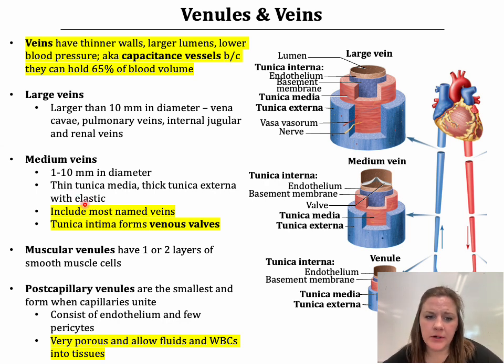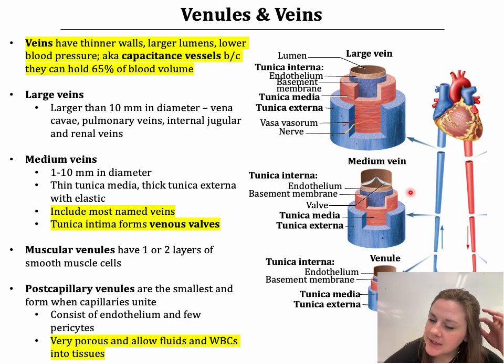Medium veins are smaller, and what's unique here is that they have venous valves. So they have inward projections of the tunica intima or interna, and that creates a valve. Very similar to what we saw with semilunar valves, right? Kind of the cup-like arrangement. So as blood surges up, but then falls back, those cups collect any blood that drops backward and ensures unidirectional blood flow.